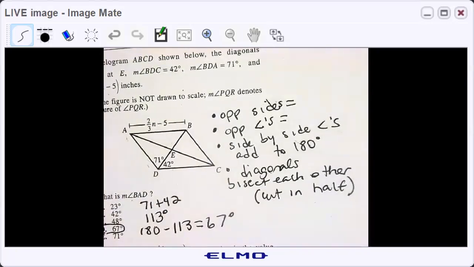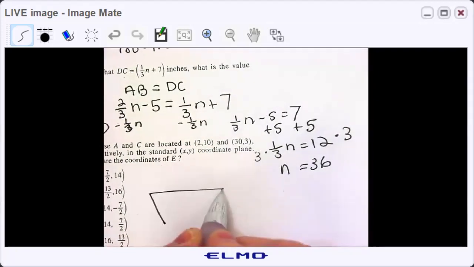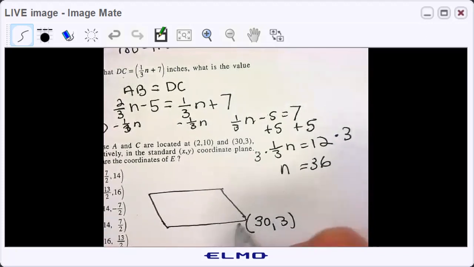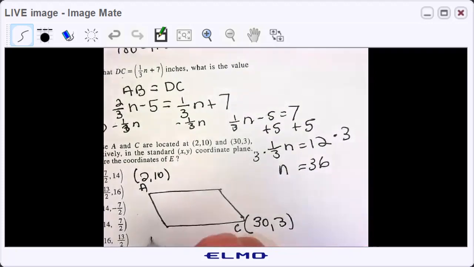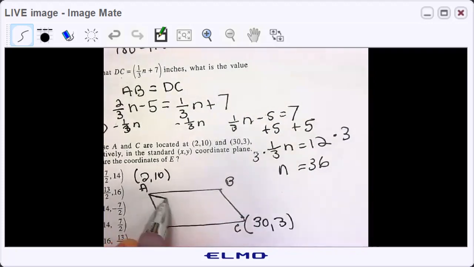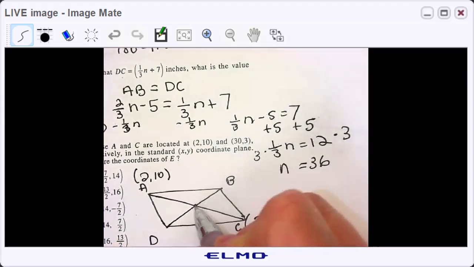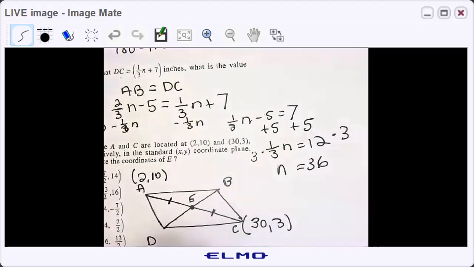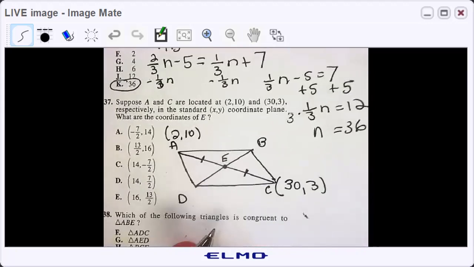So all I have to do is come back to the problem, and I'm going to go ahead and redraw a picture right here just so you can see what's happening. Parallelogram, just a sample parallelogram, and put (30, 3) at C and (2, 10) at A. Again, this diagonal that we draw here, when we come along with DB, it's going to cut it into this is equal to this, or E is going to be the midpoint. And I don't know if we've done midpoint yet this year, but it's a super simple formula.